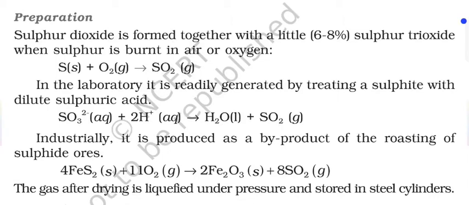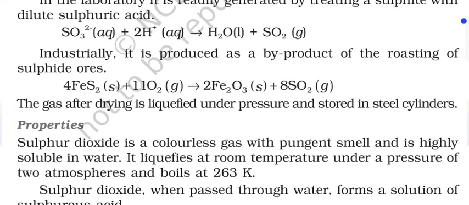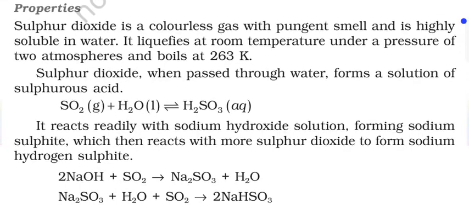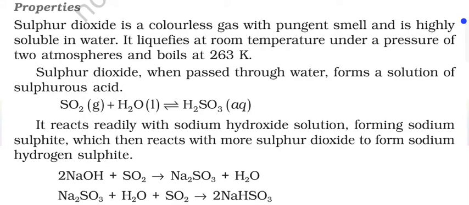Industrially, it is produced as a byproduct of roasting of sulfide ores. As mentioned, whenever we want metal from the earth's crust, if it is sulfide ore, first we need to convert it into oxide, and during this process sulfur will be released in the form of sulfur dioxide. The gas after drying is liquefied under pressure and stored in steel containers. Next, properties of sulfur dioxide: it is a colorless gas with pungent smell and it is highly soluble in water. It liquefies at room temperature under the pressure of 2 atmospheres and boils at 263 Kelvin.